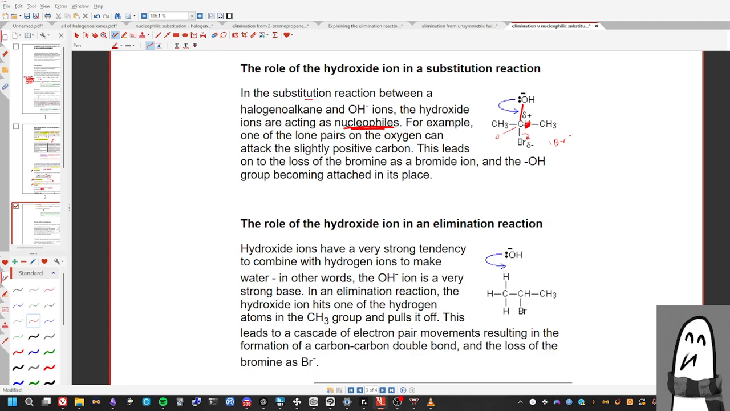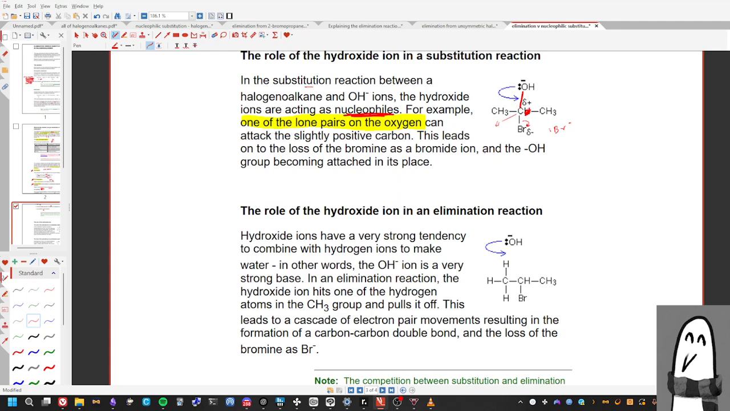Now notice they use the term, it attacks one of the lone pairs on the oxygen, okay? Because in this case, the oxygen would have a missing lone pair, or something like that. No, oxygen wouldn't. It would have a missing one. Then it would be like a dative bond, I believe.